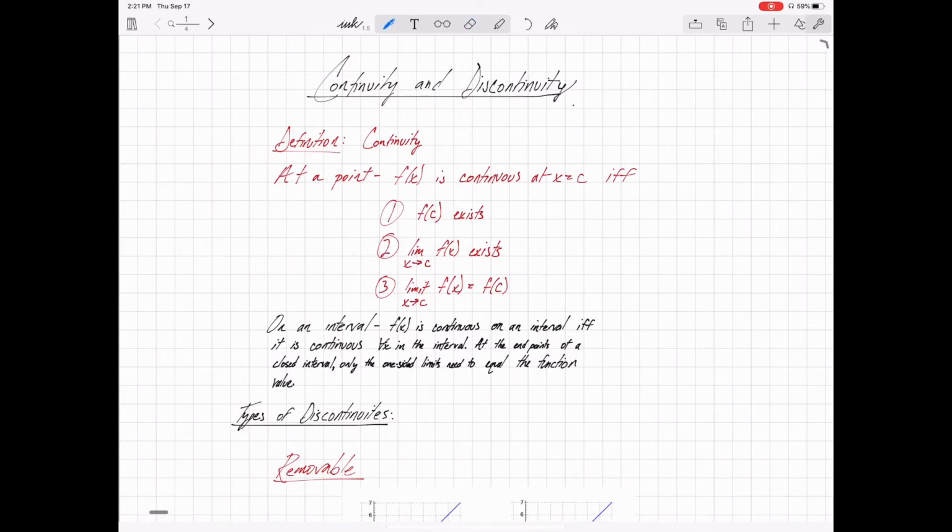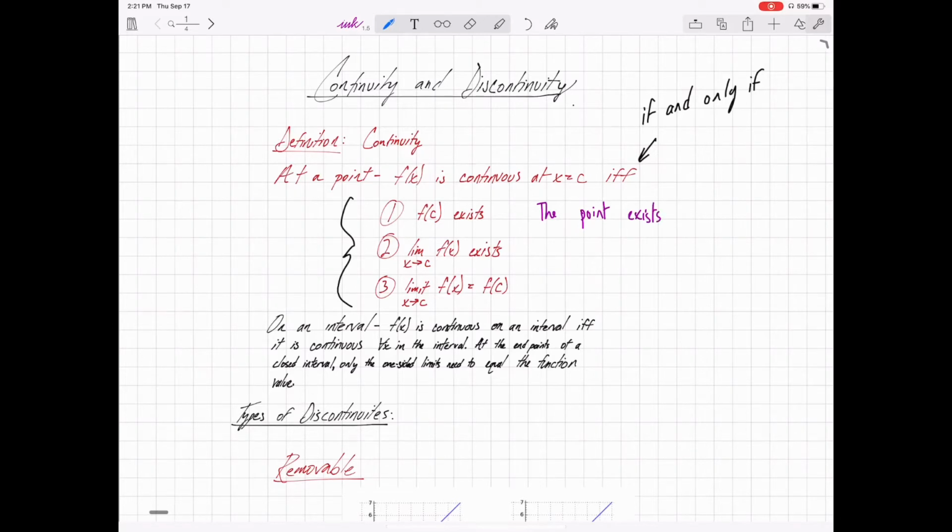So the definition of continuity is: a function is continuous at x equals c if and only if, and that's just some shorthand, these three conditions are true. First, f of c exists. In other words, the point has to exist.